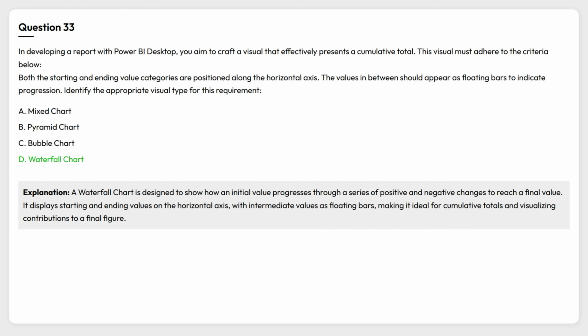A waterfall chart is designed to show how an initial value progresses through a series of positive and negative changes to reach a final value. It displays starting and ending values on the horizontal axis with intermediate values as floating bars, making it ideal for cumulative totals and visualizing contribution to a final figure.